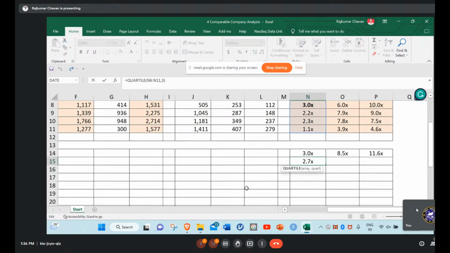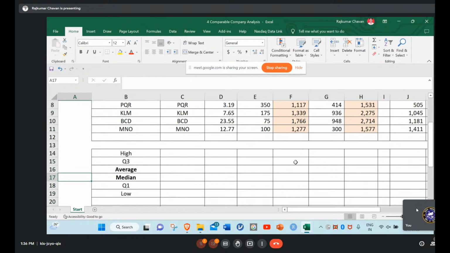Quartile, select the range, comma 3. If you type comma, there itself it will show 1, 2, 3: quartile 1 means how much, 2 means how much, 3 means how much. Now can I drag it to the right side? You got the value. Again, quartile 3. Do you think it is a good ratio for taking for valuation? No. So again, we have another parameter called what?